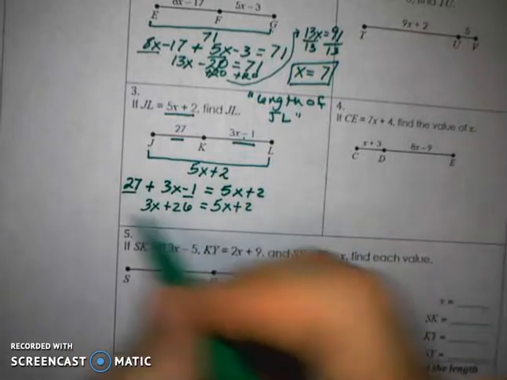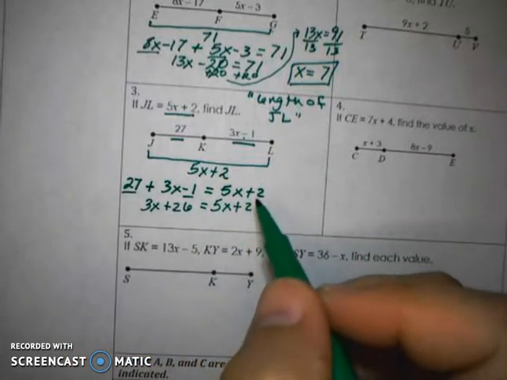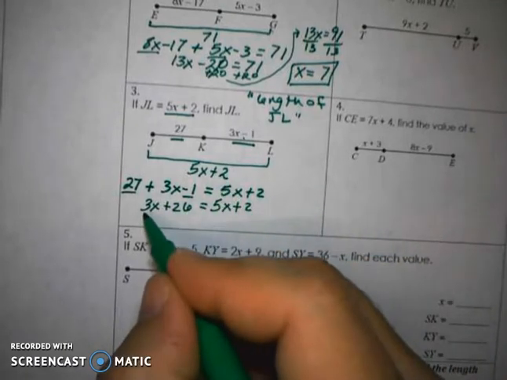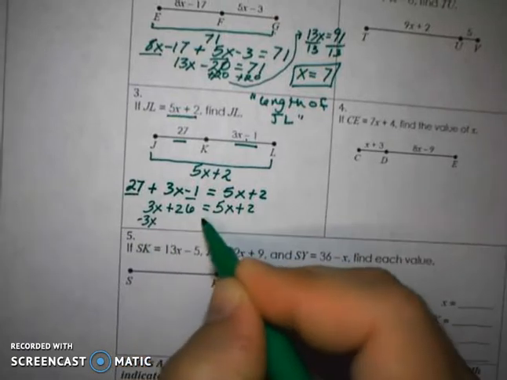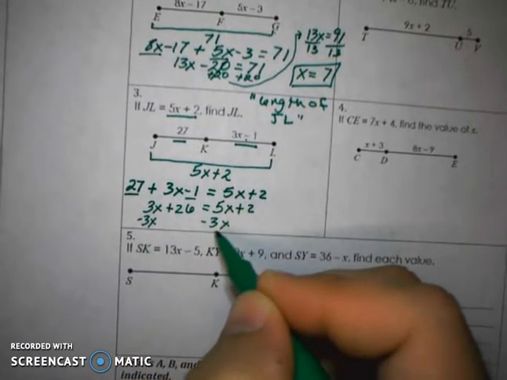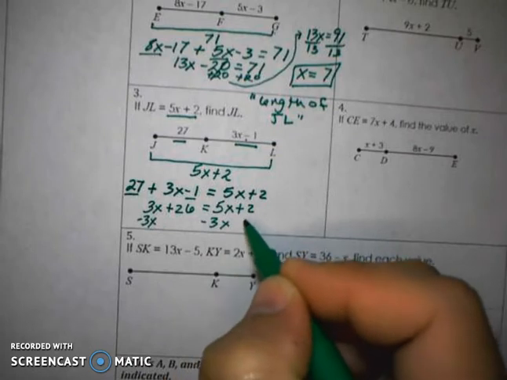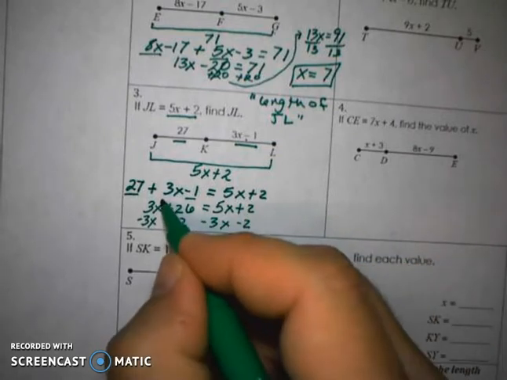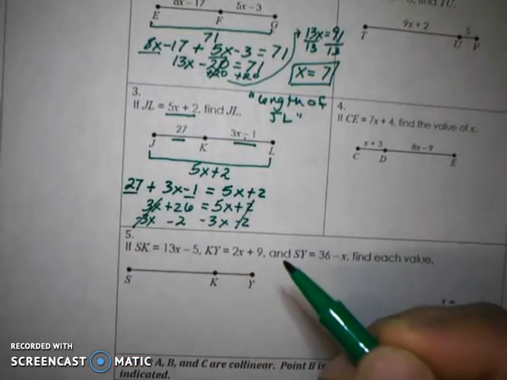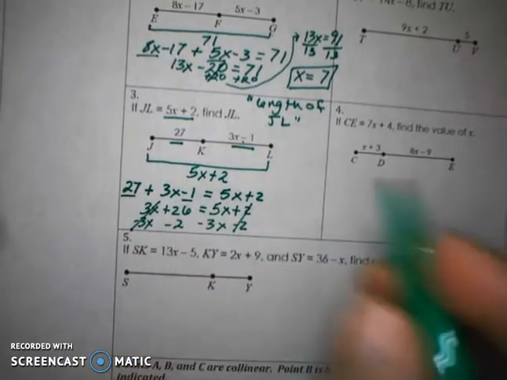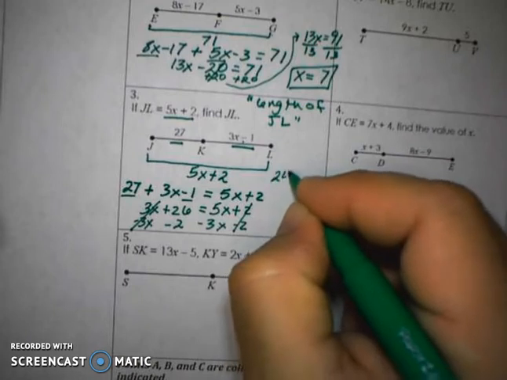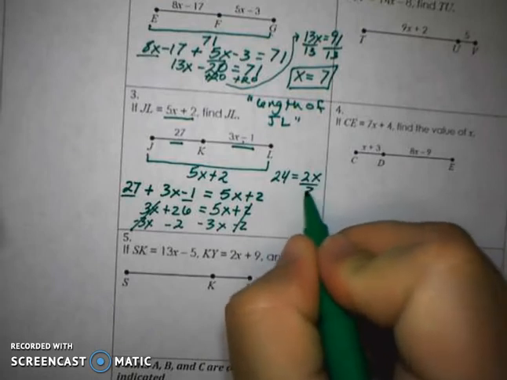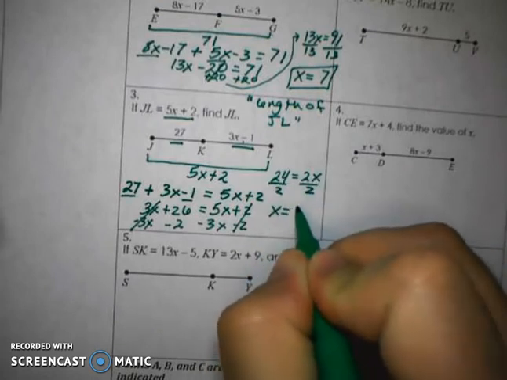Okay? Now, when we have an equation with variables on both sides, remember that you want to get the variable to one side and the numbers to the other. So since 3x is smaller, I'm actually going to subtract 3x from both sides so I don't get a negative coefficient of x. And then I can subtract 2 from both sides to cancel that out. So on this side we cancel the x's, on this side we cancel the constants. And so we get an equation that is 24 equals 2x. And then we just divide by 2, and x equals 12.